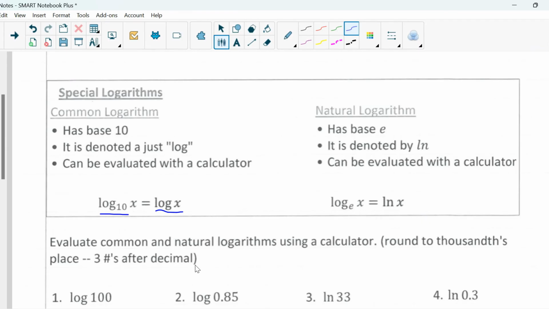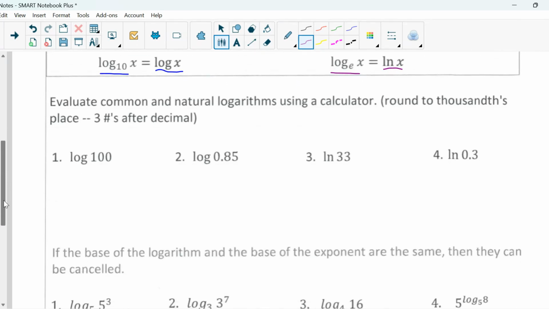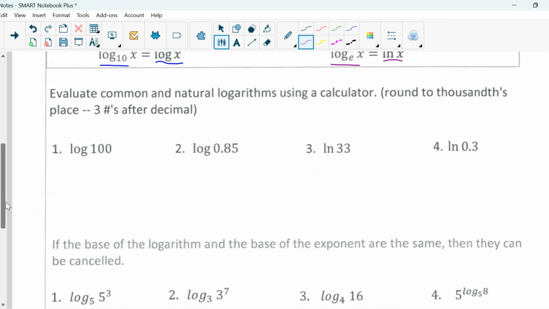Another type of log that can be calculated in your calculator is a natural log. A natural log has a base of e, which is implied, and we can just rewrite that as ln for natural log. So let's look at evaluating a couple of these. We are going to evaluate them using a calculator, and we're going to round to the thousandths place.